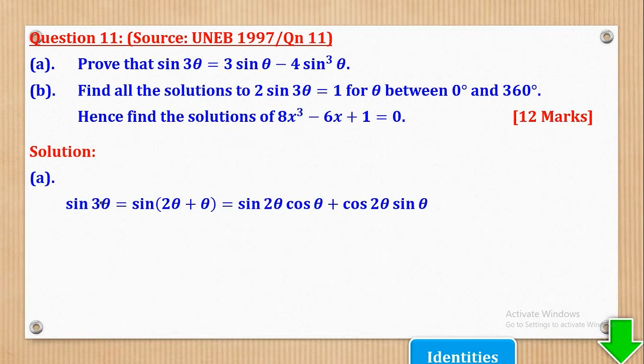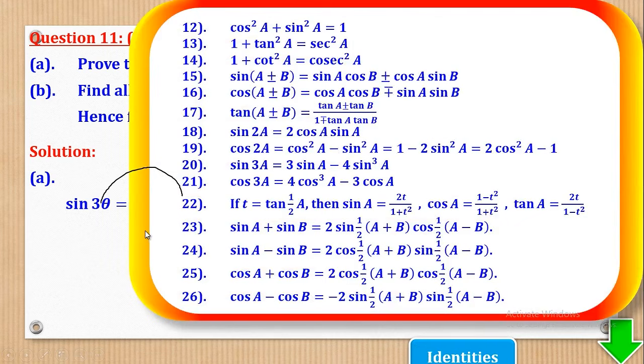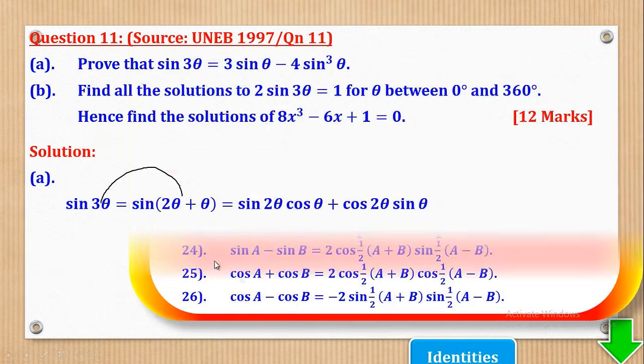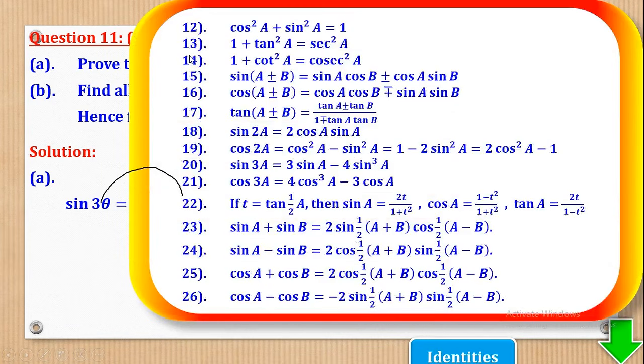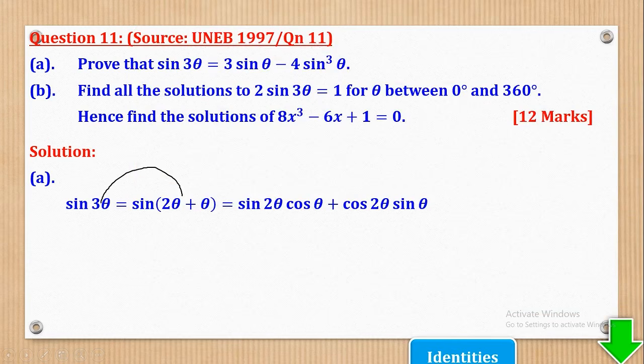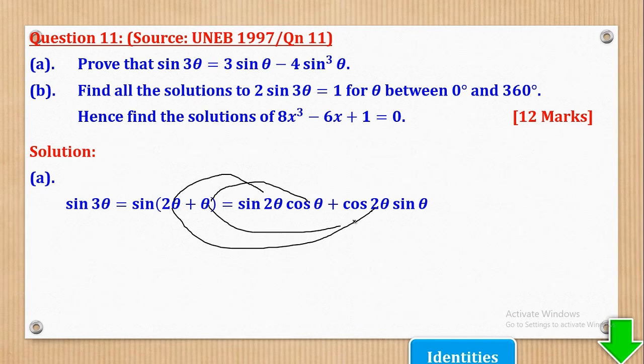So we are going to say that 3 theta is equal to 2 theta plus theta. Then from there we go back to our compound angle formulae of sine A plus B. So sine A plus B is equal to sine A cos B plus cos A sine B. So we shall come here and say that this is our A, this is our B, this is our A, this is our B.